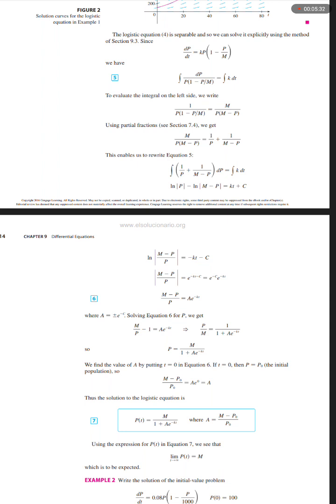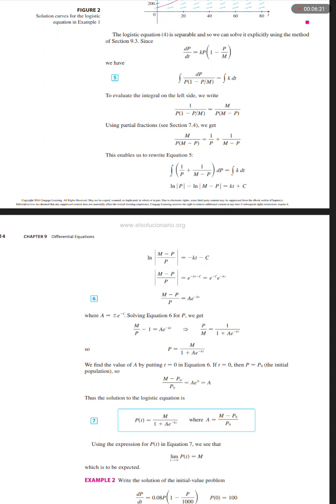Equation 6: (M minus P) over P equals A times e to the power negative Kt, where A equals plus or minus e to the power negative C. Solving Equation 6 for P, we get M over P minus 1 equals A times e to the power negative Kt, so P over M equals 1 over 1 plus A times e to the power negative Kt. So P equals M over 1 plus A times e to the power negative Kt.